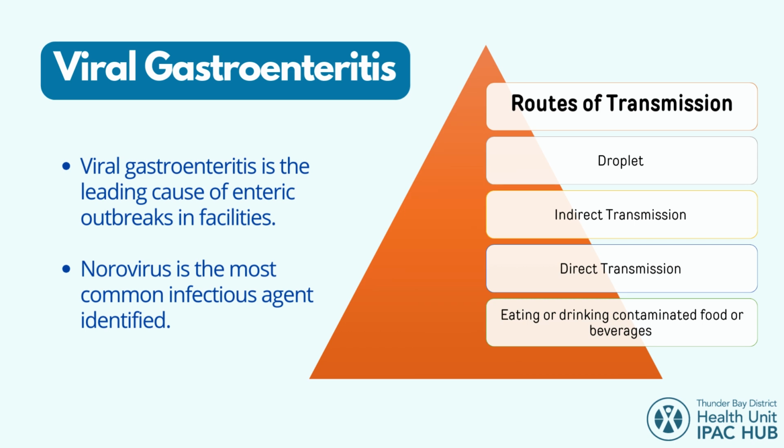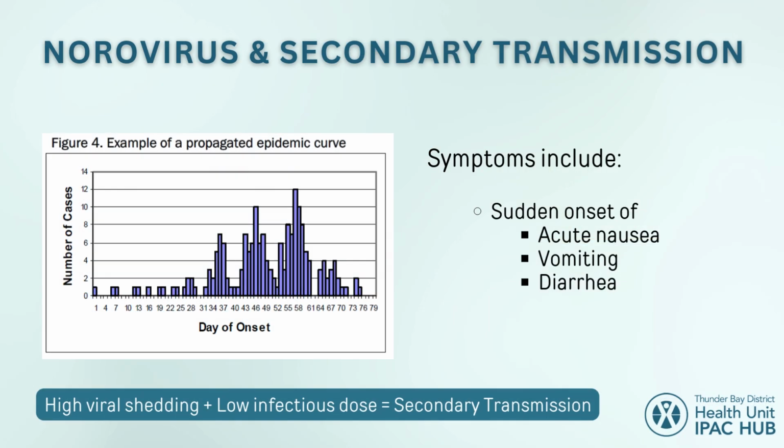The routes of transmission of noro and other viral bugs are through droplets. So, emesis or vomiting, direct or indirect transmission on contaminated surfaces through improper hand hygiene, and eating or drinking contaminated food or beverages.